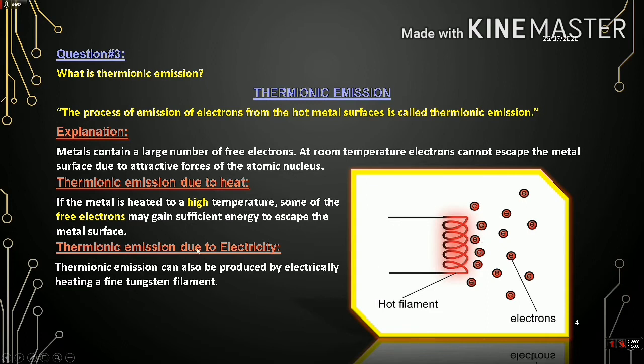And in thermionic emission due to electricity, this can also be produced by electrically heating a fine tungsten filament. If this tungsten filament is heated by electricity, then the thermionic emission will be due to electricity.